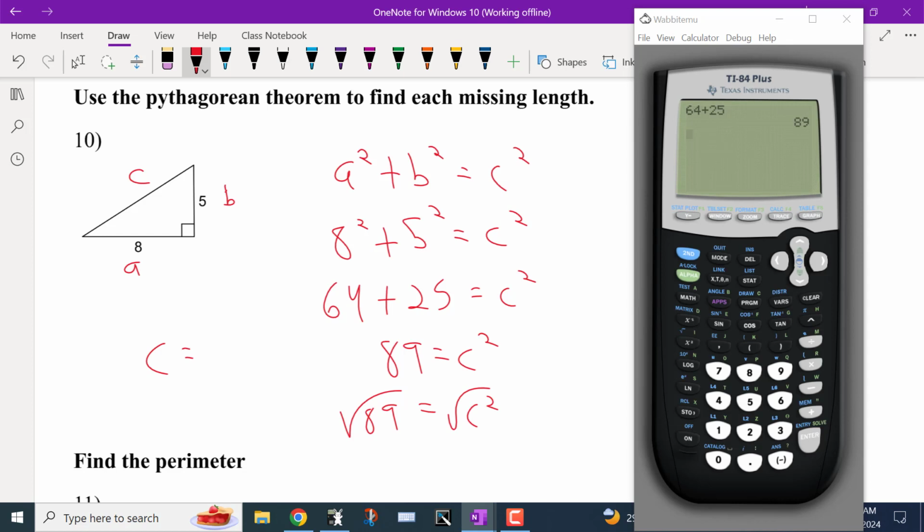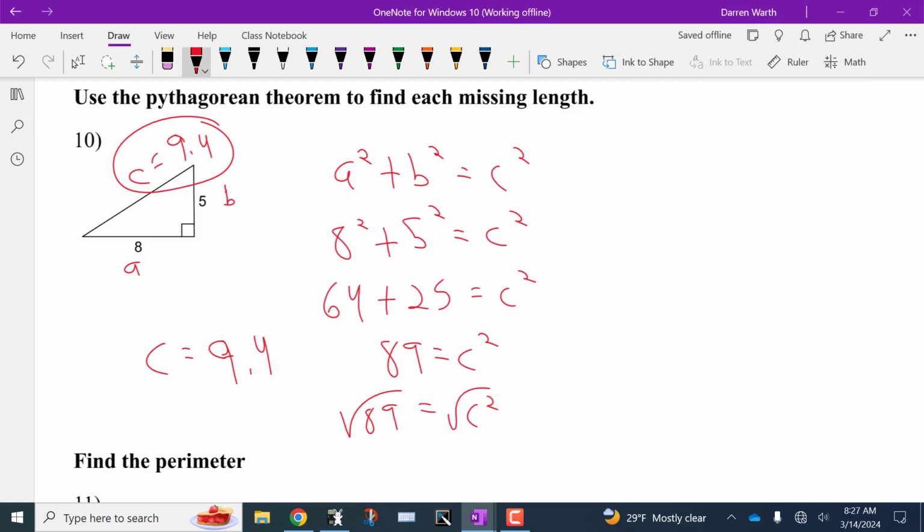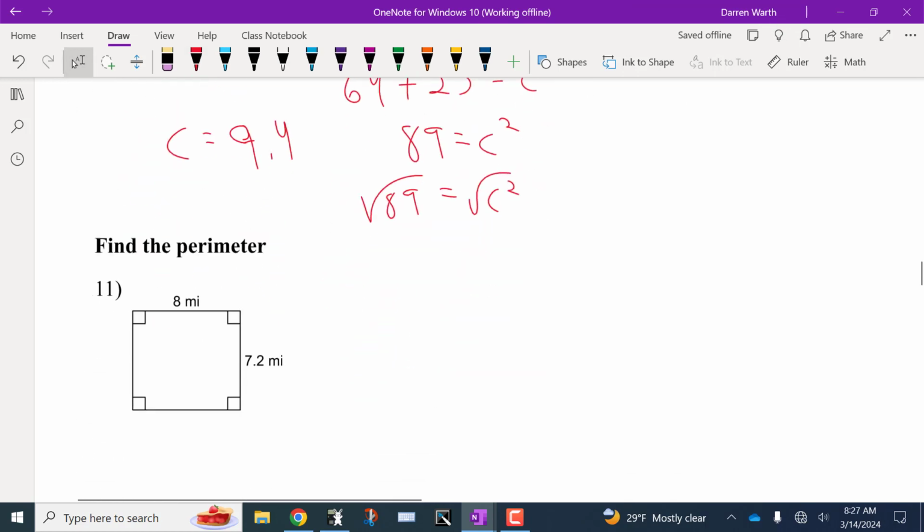So c, take your calculator, press the second key, the square root key, put in 89, hit enter. That looks like it's going to come out to be 9.4. So that means that side c is equal to 9.4. And that's your answer.